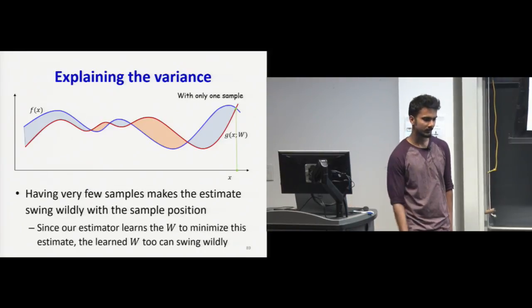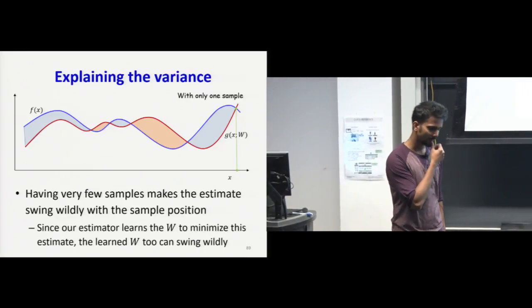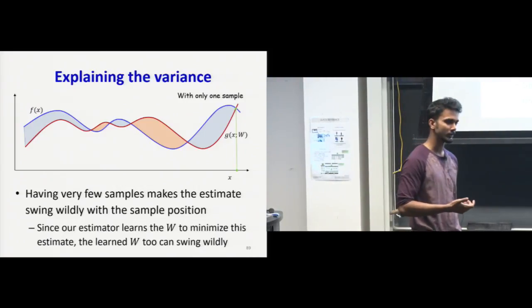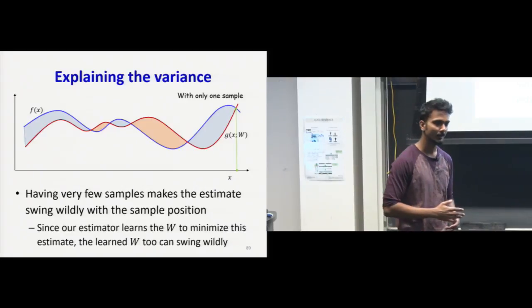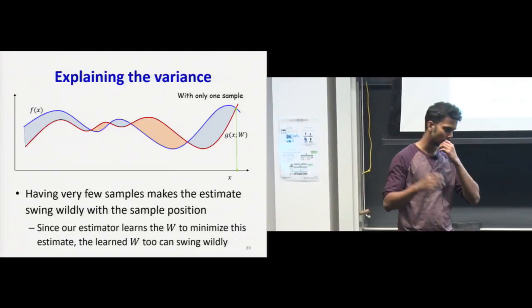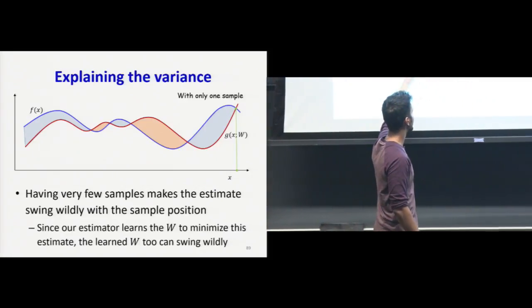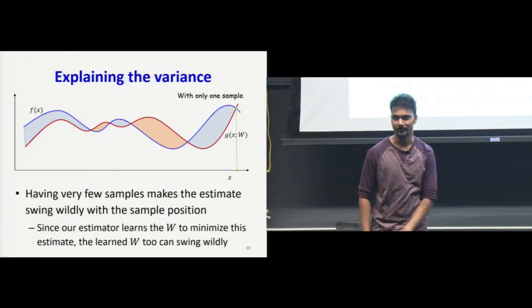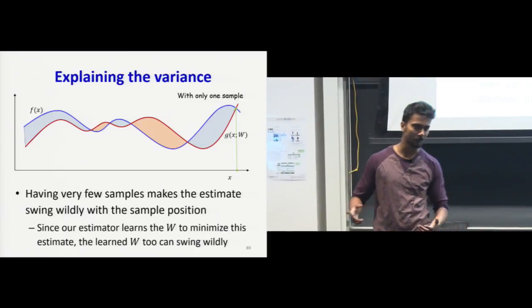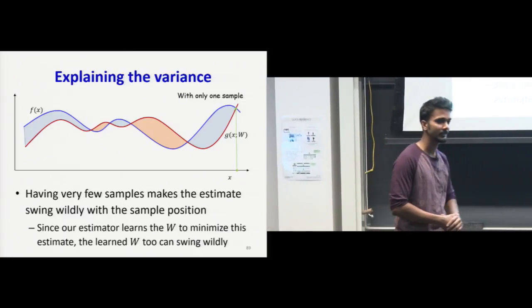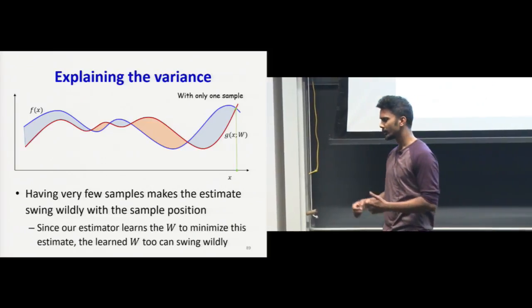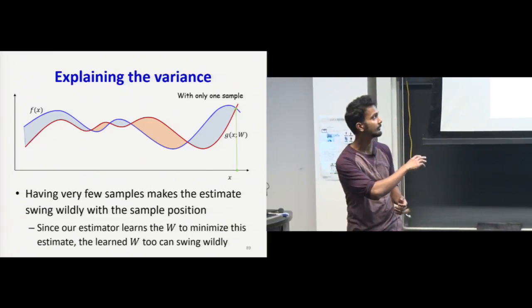If you have a single sample or very few samples, any update to the function with these samples is going to sway the entire network in different directions, right? Suppose you have this function, you have a sample here, and you have a sample here. Everything in between those samples is approximated. If you have more samples, you don't have to approximate it. You know exactly what the network should output at those inputs, so you don't have to extrapolate anything in between those samples.